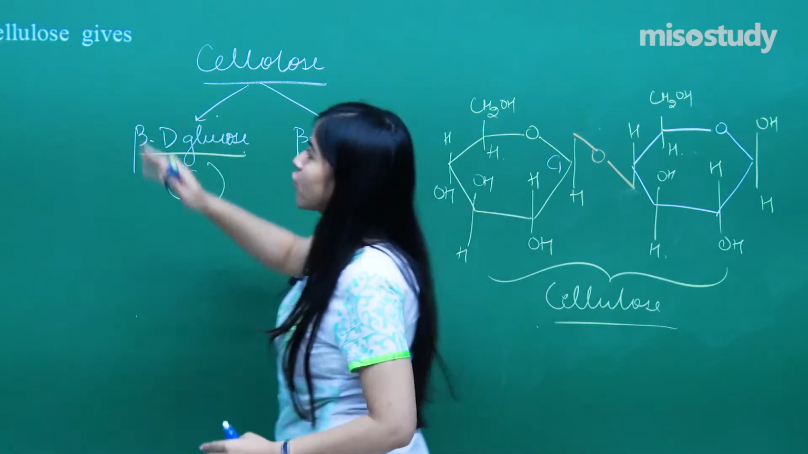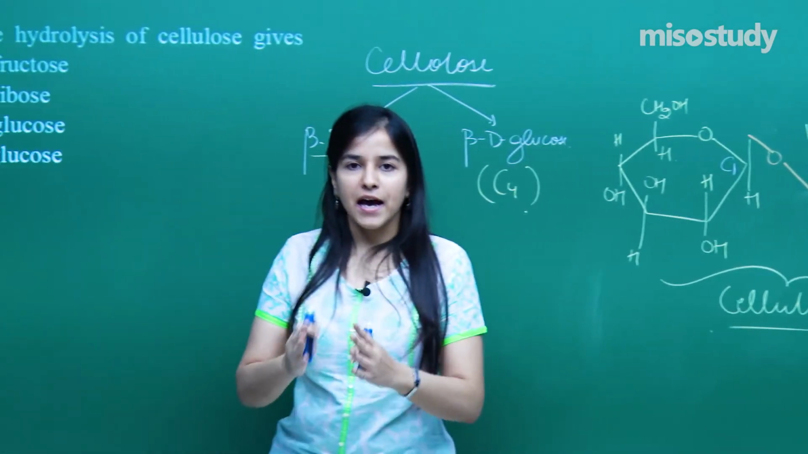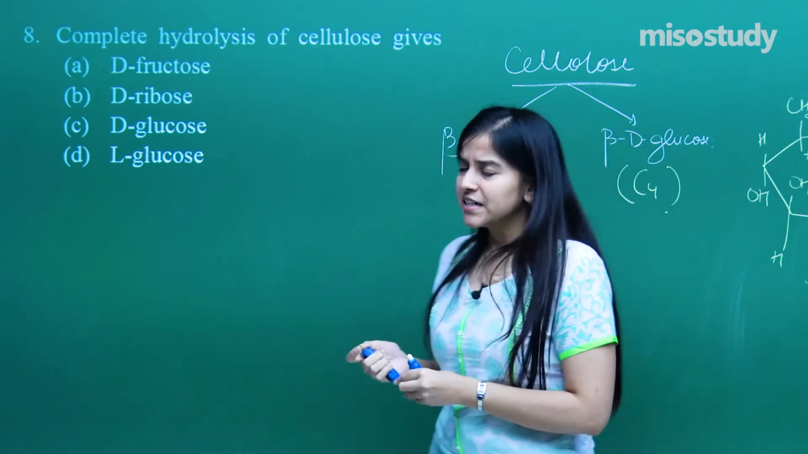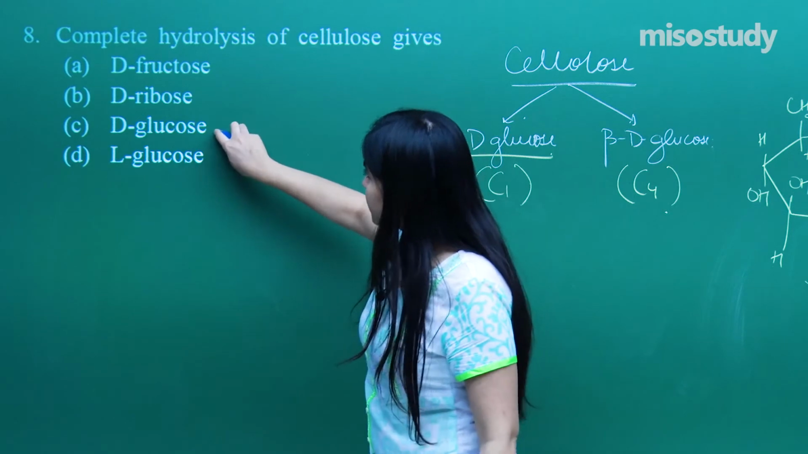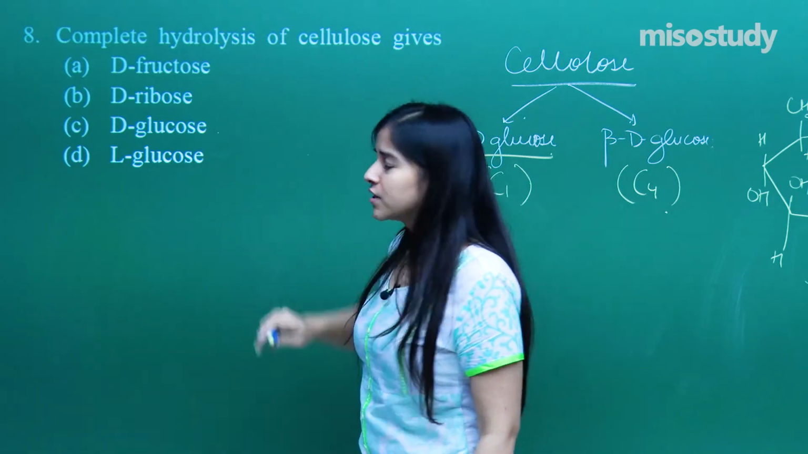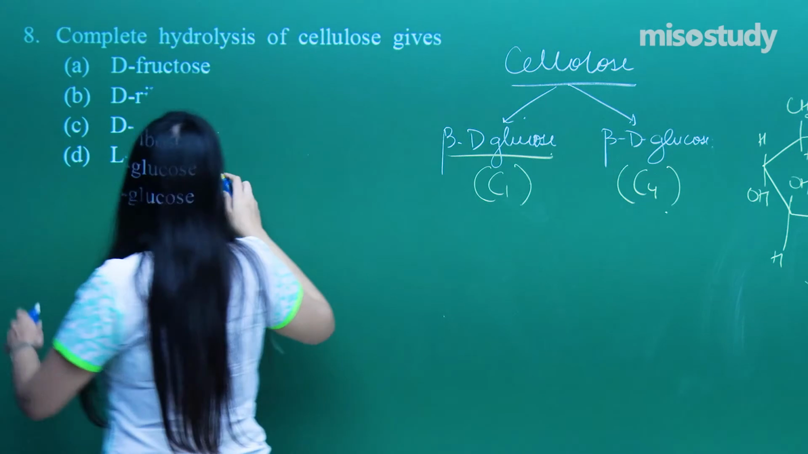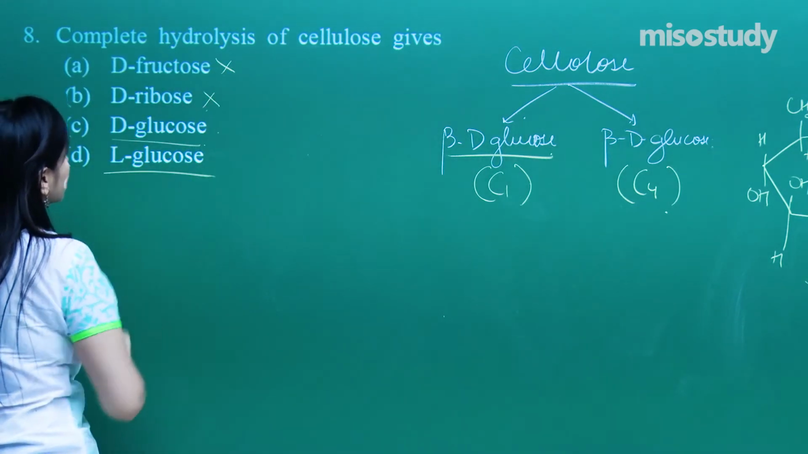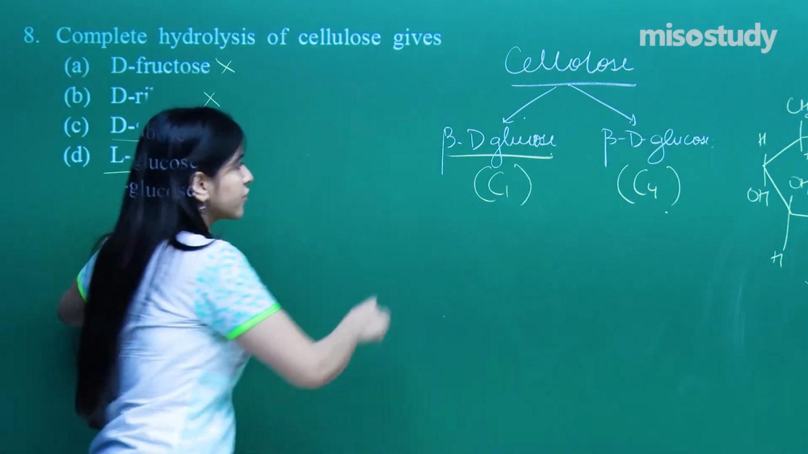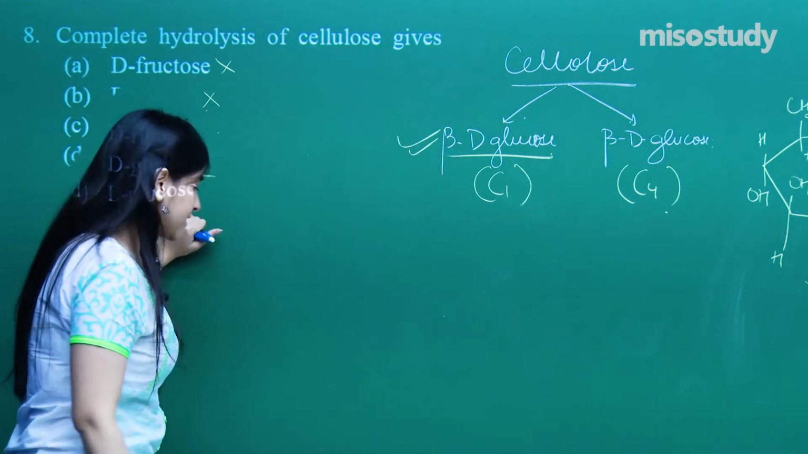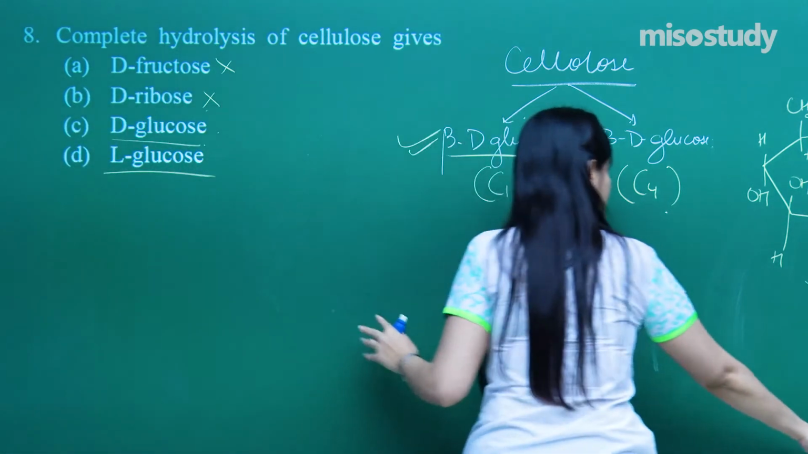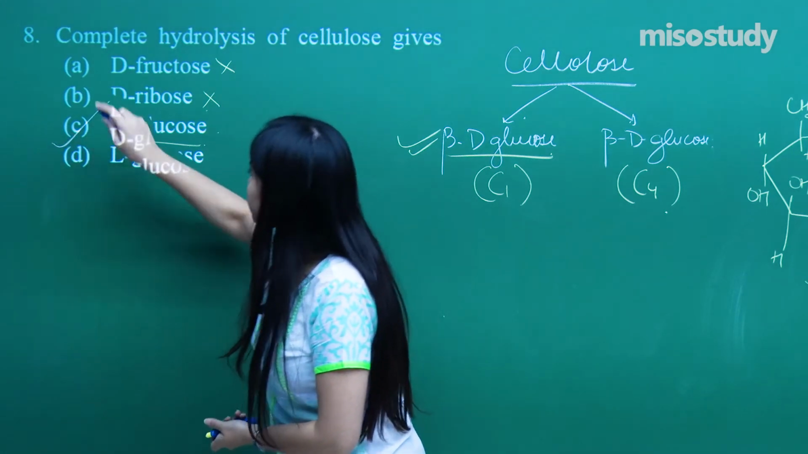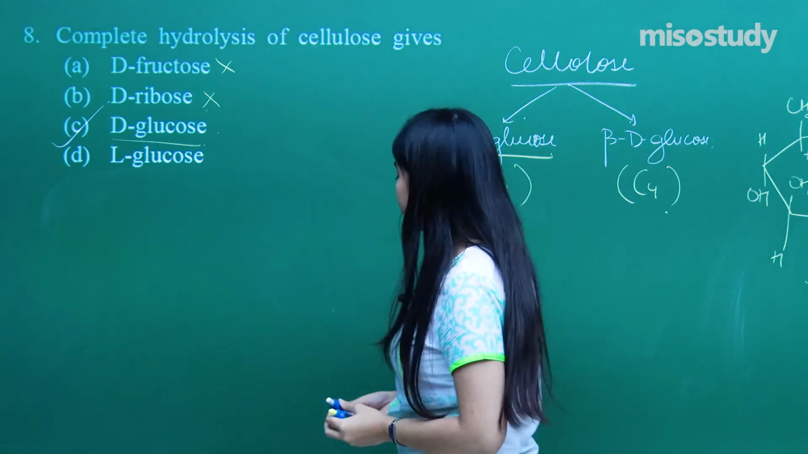So upon the hydrolysis of cellulose, that means I am breaking the molecules into the monomers. So what kind of monomers will I be getting? Is it D-fructose? No. D-glucose, L-glucose. So what I will be getting here is not D-fructose, not D-ribose. Out of D-glucose and L-glucose, what will it be? We have already done this. It is D-glucose every time. So just be very careful while choosing the options here. It would be D-glucose as the answer. I hope everybody has got the answer right.